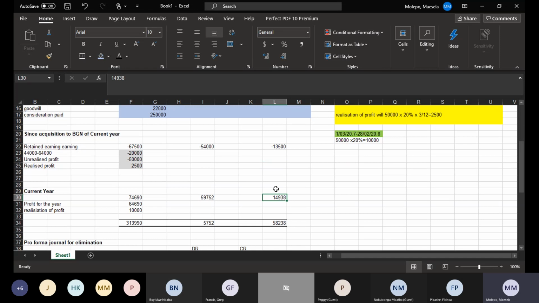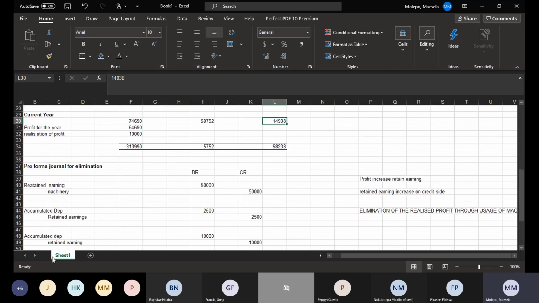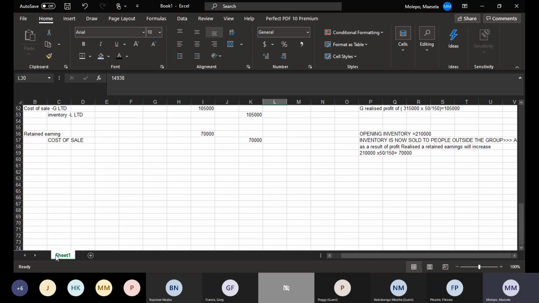And then now we have the loans. So if you can check, for example, on adjustment number 3, they said G Limited lent a sum of money of 150 to L Limited. So here we have G lending money to L for 150,000. So loan received or loan paid by G Ltd is 150.